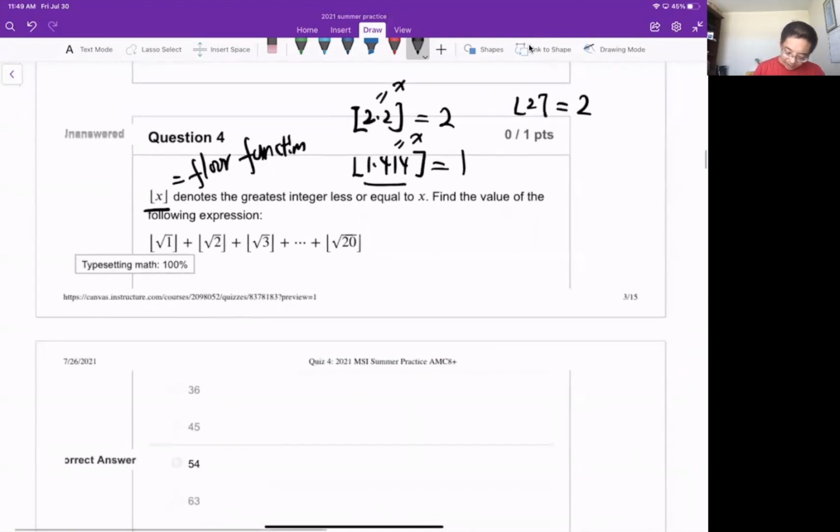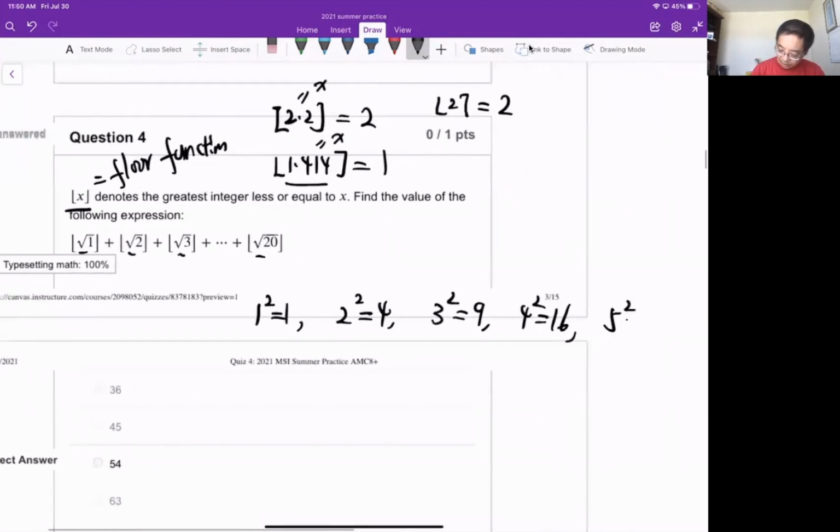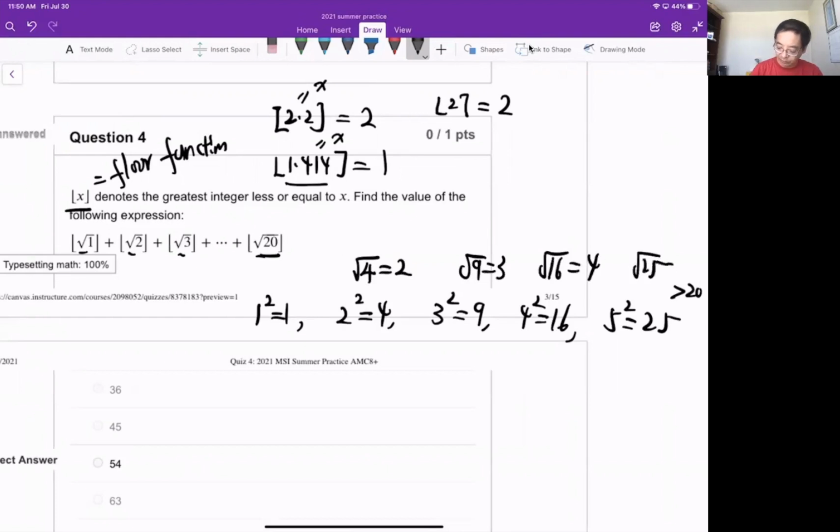Now here we are looking at the square root. If we want to find the integer part, let's recall those perfect squares, where 1 squared equals 1, and 2 squared equals 4, 3 squared equals 9, 4 squared equals 16. But 5 squared equals 25, which is already greater than 20. All right, so here we have the square root of 4 is 2, square root of 9 is 3, square root of 16 is 4, square root of 25 is 5.